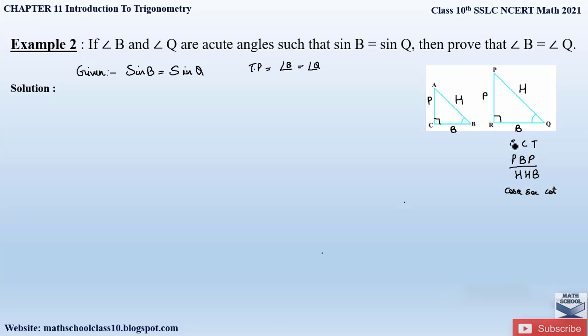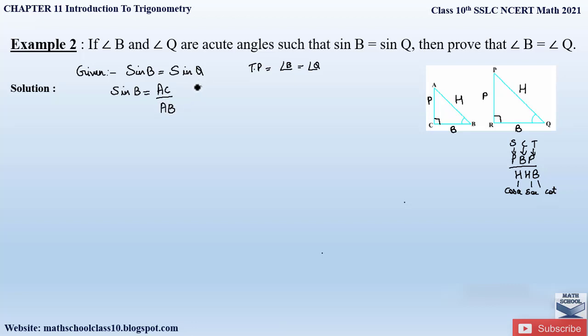So sine theta is equal to perpendicular by hypotenuse, cos theta is equal to base by hypotenuse, and tan theta is again perpendicular by base. Similarly, the cosecant, secant and cot will be the reciprocal of sine, cos and tan theta. So therefore what is sine theta given by? Sine B is equal to the perpendicular side by the hypotenuse. In the triangle ABC, the perpendicular is AC, so it is AC by hypotenuse AB.